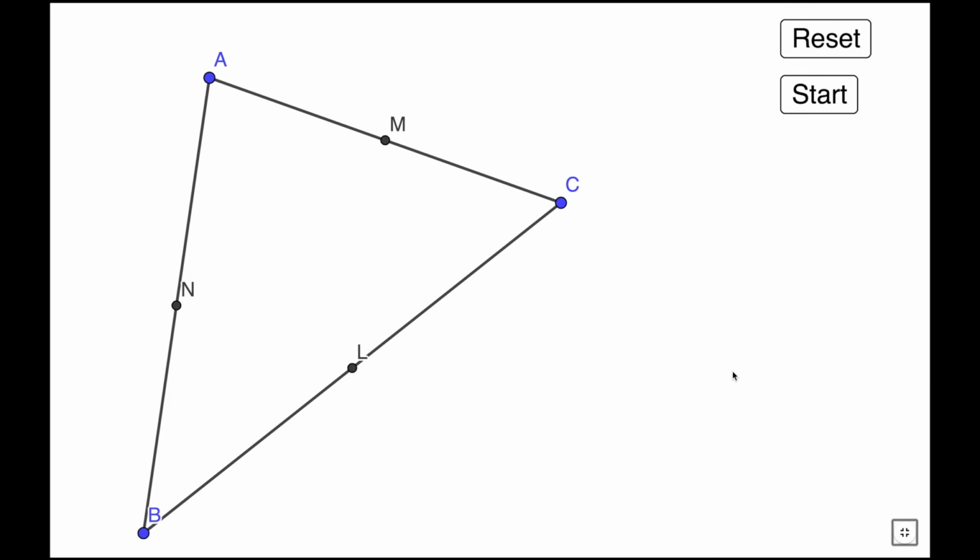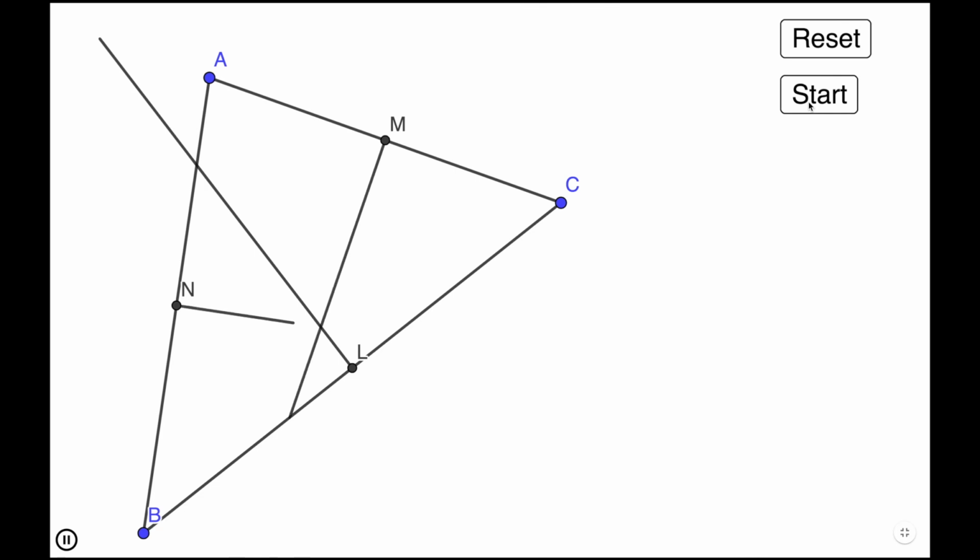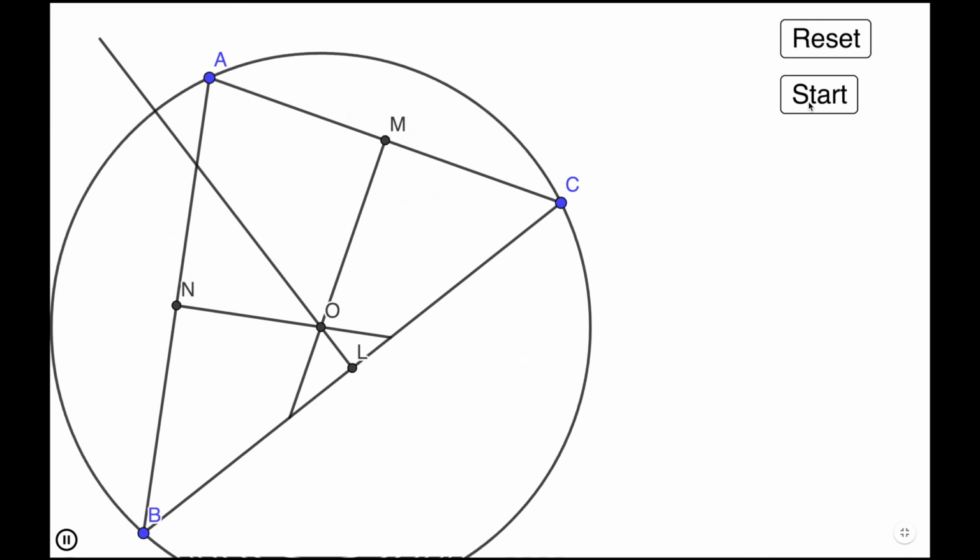This one here looks at my circumcircle. So these points L, M, and N are the midpoints of each of these sides. If we draw our perpendicular bisectors, we can see that they will all intersect at a point, and if I draw a circle centered at that point, I can get it to pass through all of my vertices.